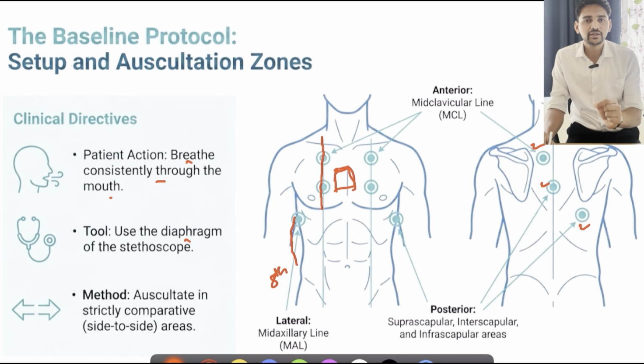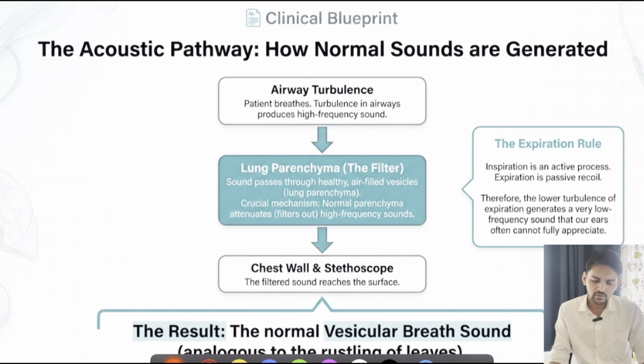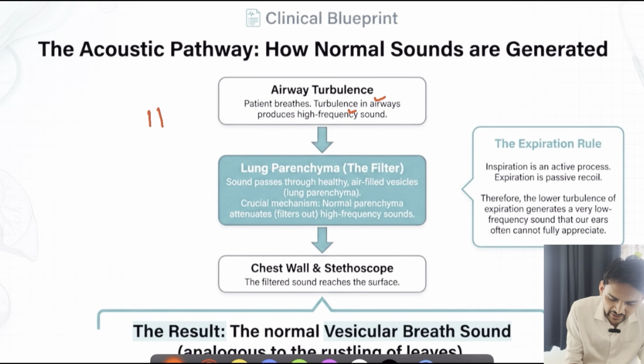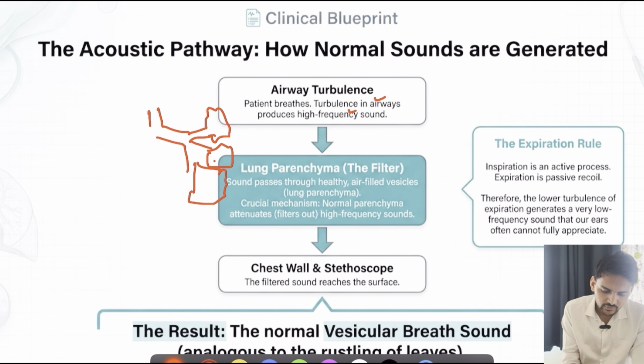So now we have instructed the patient to breathe properly and we have started auscultating and comparing all these respective areas. First we will understand what happens when they start taking breaths. Normally when the patient breathes, the turbulence in the airways produces high frequency sounds. So when they start breathing, the passage of air, its turbulence in the airway, will create some sound. And that sound which is generated in the airway will be passing through the lung parenchyma. So this entire structure it will be passing.